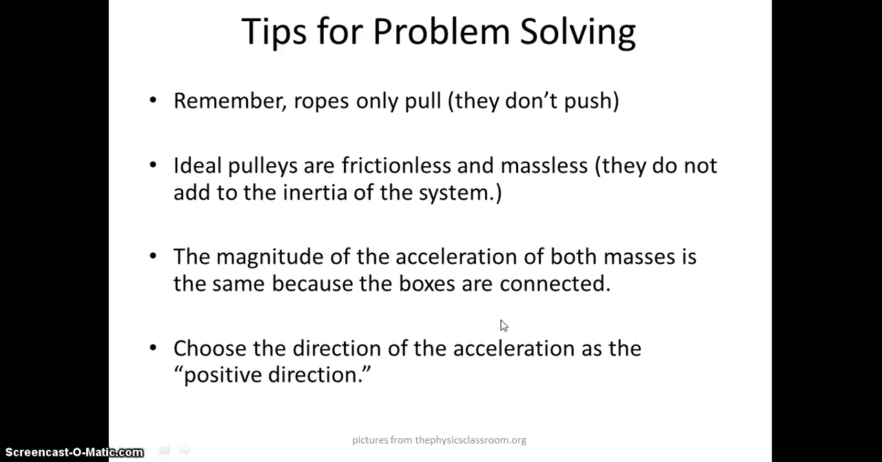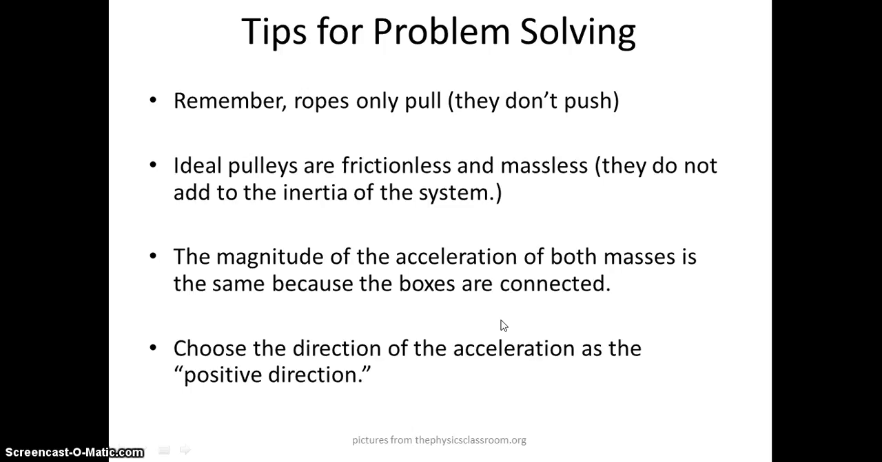Remember that if you have objects that are connected, like in an Atwood machine, then the magnitude of the acceleration of both of those masses is the same because the boxes are connected. And the last thing to remember is that the first thing you want to do is determine the acceleration of each of the objects in your problem. And then what I like to do is consider whichever direction the objects accelerate in to be my positive direction, and I really take a moment to assign that sign convention for myself.